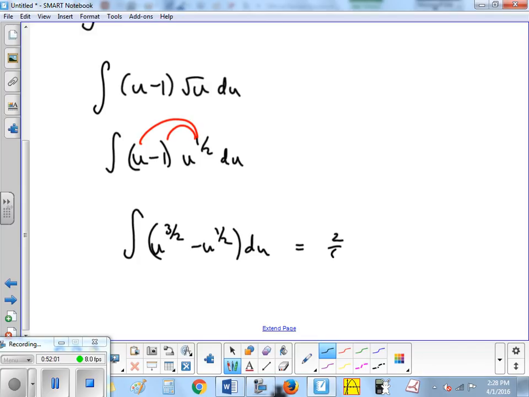So we end up with 2/5 u to the 5 halves minus 2/3 u to the 3 halves. So we ended up just adding a power and dividing by the new power. Interesting ending. Now we can go back and change the u to x plus 1.